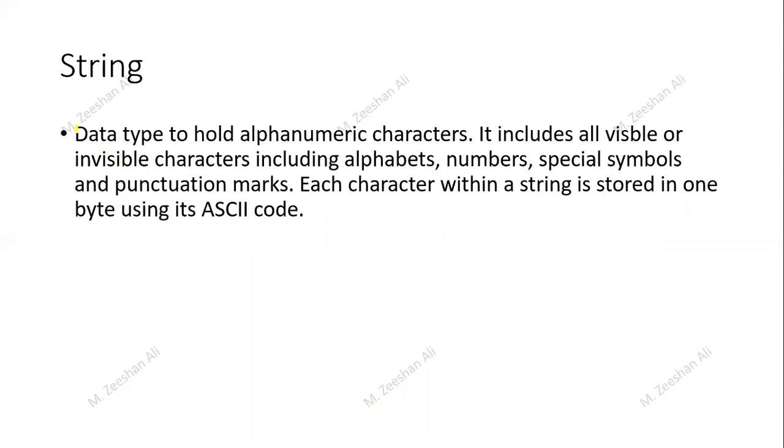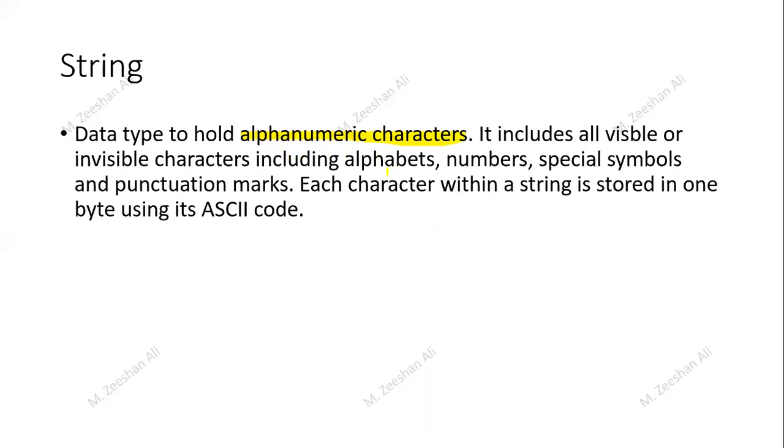Whenever we declare any variable as a string, what kind of values can it store? It can be any character that we have on our keyboard. It can be alphanumeric characters. It can have only alphabets, it can have only numbers, and it can also have a collection of both of them, or special characters, any of them.